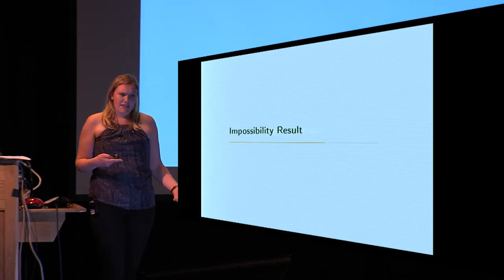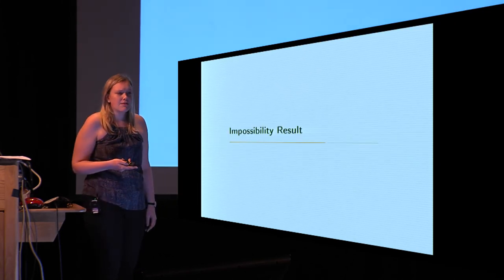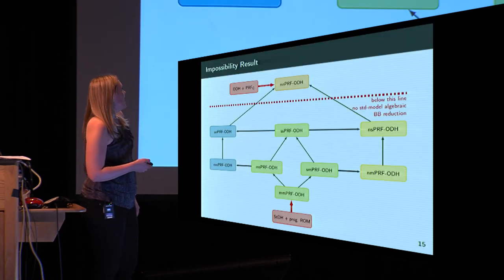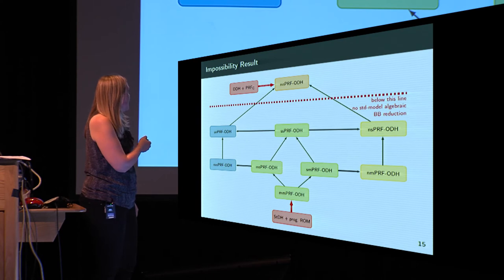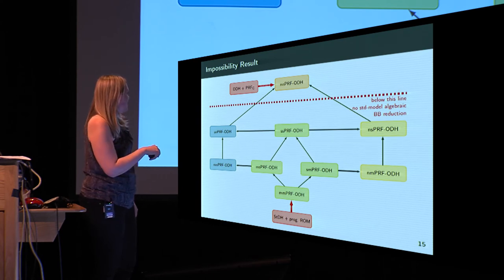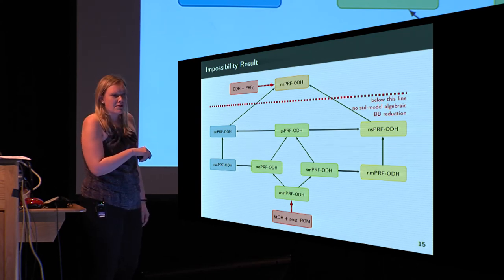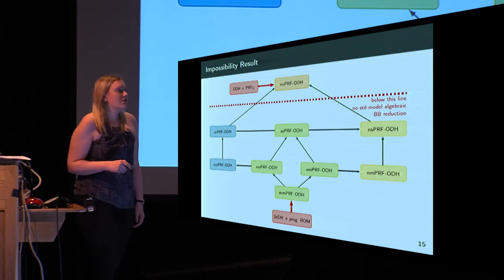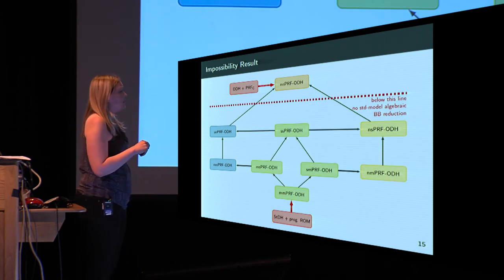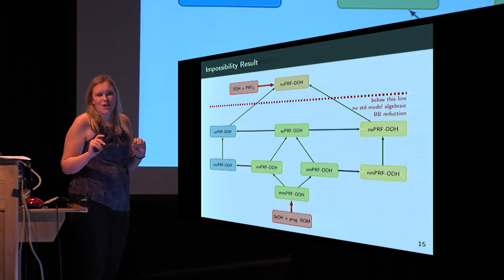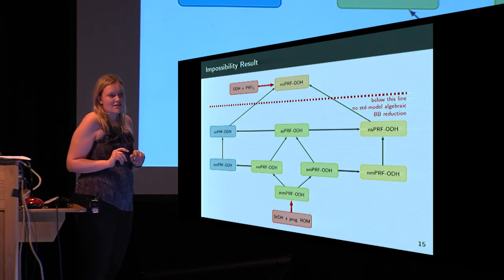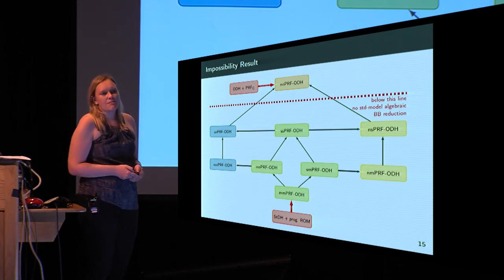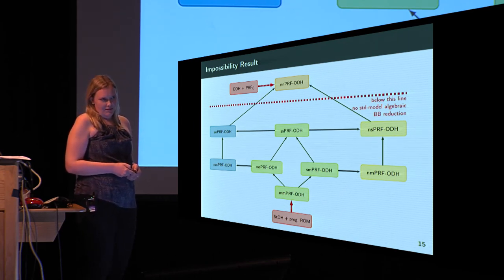This kind of brings us naturally to our impossibility result, which is the last result I want to talk to you about today. We see that up here we have a standard model instantiation, while down here we're in the programmable random oracle model. And our impossibility result now shows that as soon as you give the adversary just a single access to one of the oracles, you will no longer have a standard model algebraic black box reduction.